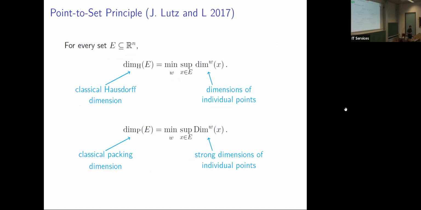Okay, so this is the original instance of the point-to-set principle: you can characterize the classical Hausdorff dimension as the minimum over all oracles of the supremum over all points in the set of the dimension of the point relative to the oracle, and similarly for packing dimension with strong dimension. So this lets us reason about the classical fractal dimensions of sets based on the compressibility, or asymptotic information density, of the individual points within the set.